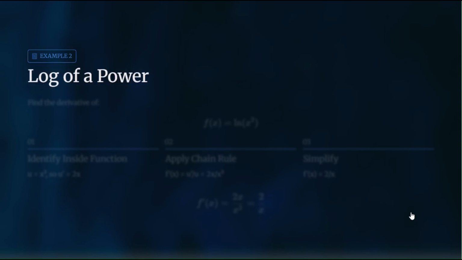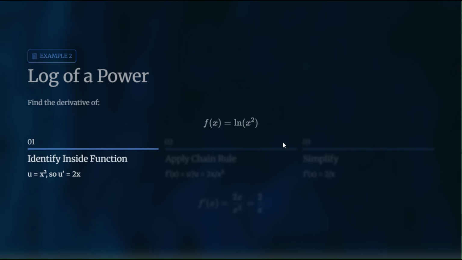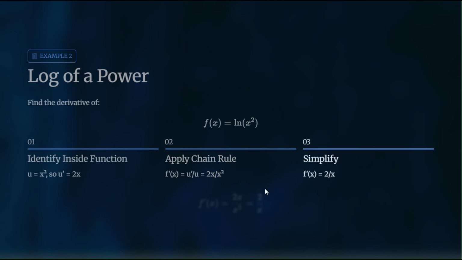In our next example, we'll want to find the derivative of f of x equals ln of x squared. Here, our inside function is x squared. So the derivative of u equals x squared, u prime, is 2x. Now we can apply the chain rule. Remember that f prime of x is u prime over u. U prime is 2x, and u is x squared. And if we simplify, 2x over x squared is 2 over x. So our final answer, f prime of x, is equal to 2 over x.